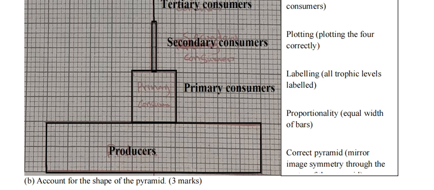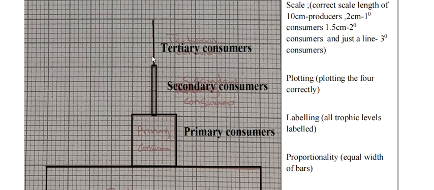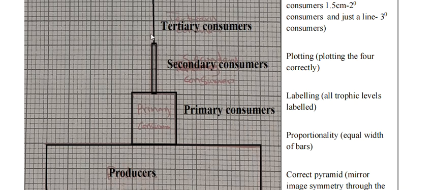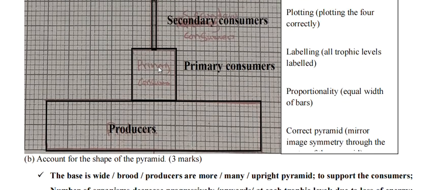This is what we mean. At the center, at the middle, it should be cut, or what we call symmetry, a correct pyramid with mirror image symmetry at the center, which cuts the pyramid into 2 equal halves, the center here.